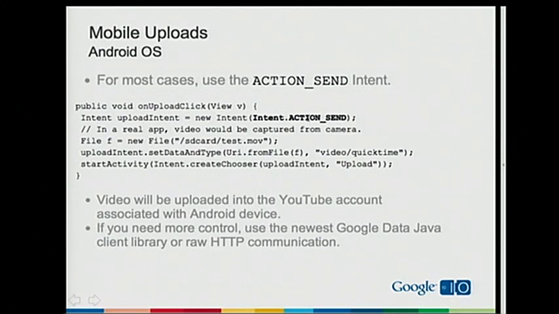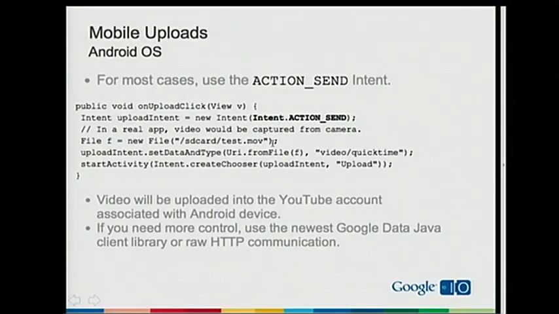In this particular case, I'm assuming that there's a movie file stored in your SD card called test.mov. But this is just obviously an example. Probably what you would be doing would be capturing video directly from the video camera built in on whatever Android device you're using, saving it somewhere locally, and pointing at that particular movie file when calling the action send intent. And I'll go in a little bit and show you what that actually looks like.